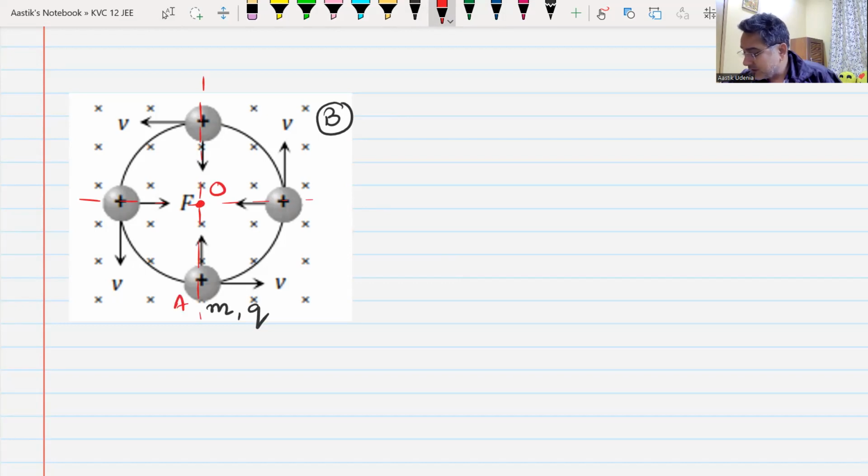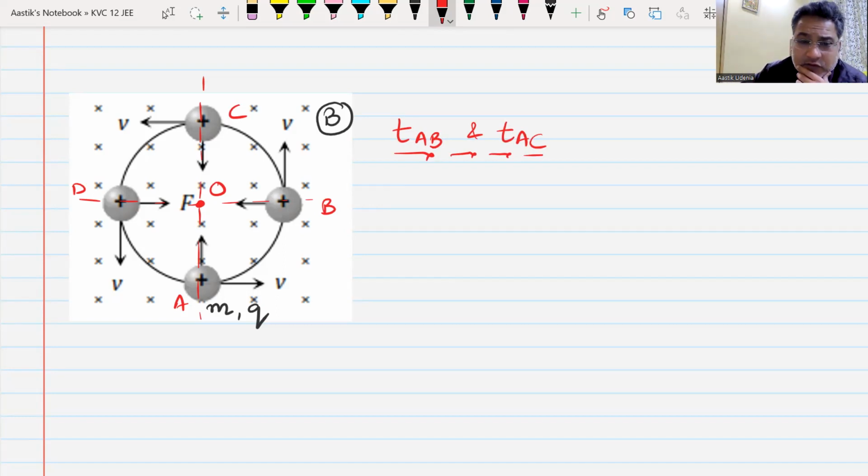Now I can name these points A, B, C, and D. A particle of charge Q and mass M is moving in a vertical magnetic field like this. You have to tell me the time it takes to move from point A to point B and the time it takes to move from A to C. What is the time taken by the particle to go from A to B? And what is the time taken to go from A to C? I'll give you 2 minutes and wait for your answers patiently. Let me know once you are done.